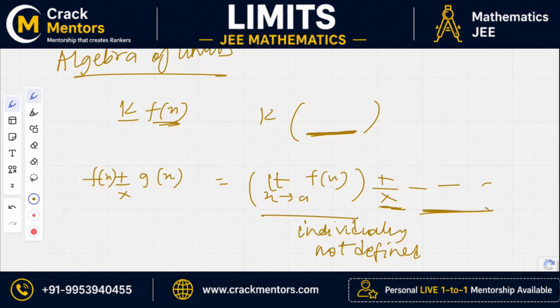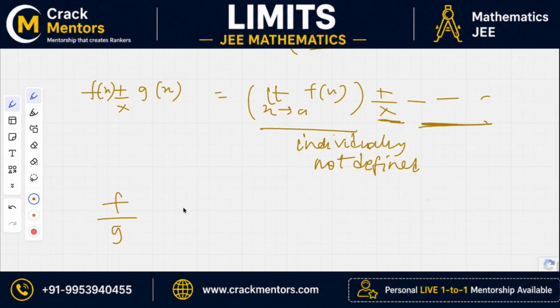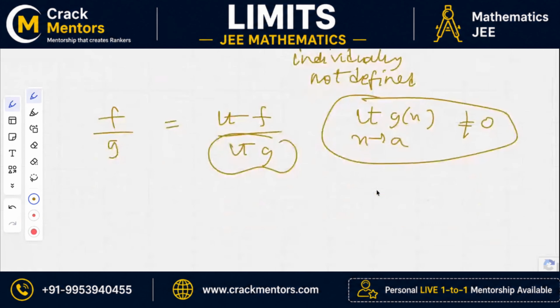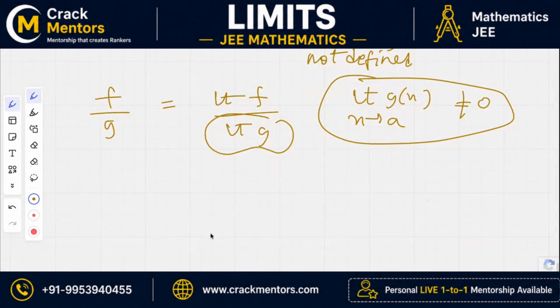Yes. Another is f by g. Here also you can apply the limit separately, given that the limiting value of g at whatever x should not be 0. So limit g of x as x tends to a should not be equal to 0. Obviously that's a fundamental rule, right? Division by 0 is not possible. Now very important thing, this is actually the most important of all of them.